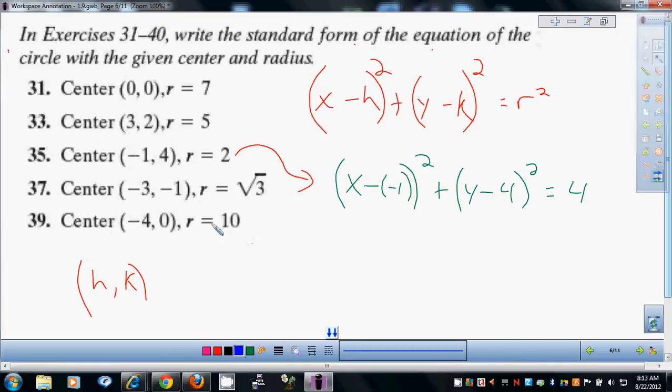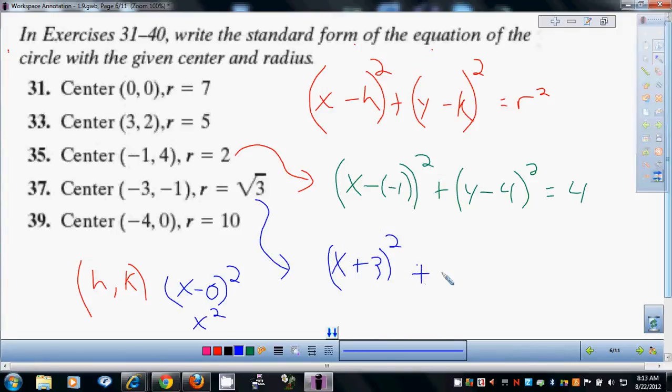Let's look at number 37. By the way, remember, if you ever have something minus 0, you can leave it in there if it makes you feel better. But if you had x minus 0 squared, I also would not begrudge you if you just made that x squared, because minus 0 is not going to do anything. But I don't really care either way. Okay, number 37. x minus -3, which is the same as +3, squared. y minus -1, which is +1, squared. And what's this radius squared? 3. Very good. Square root of 3 squared is just 3.